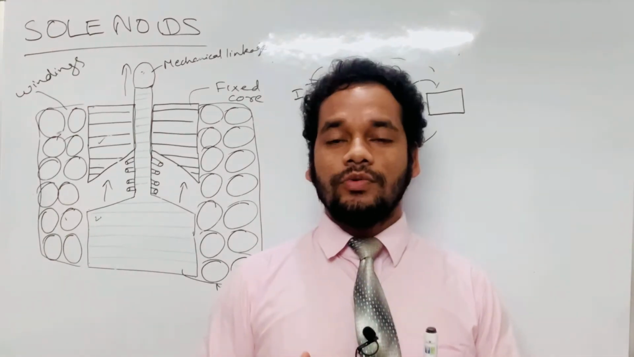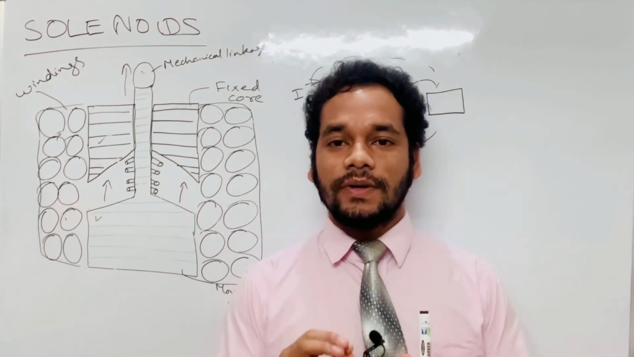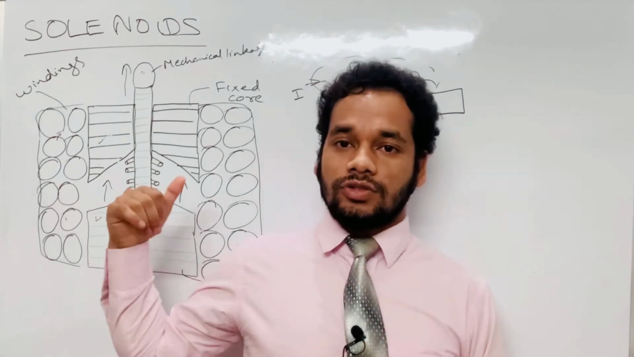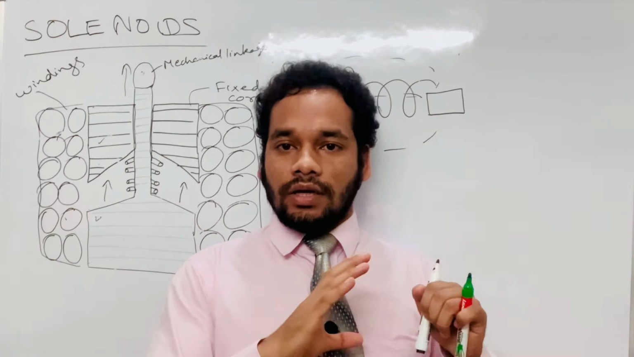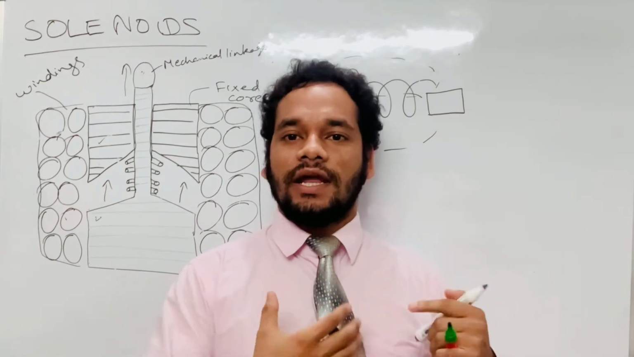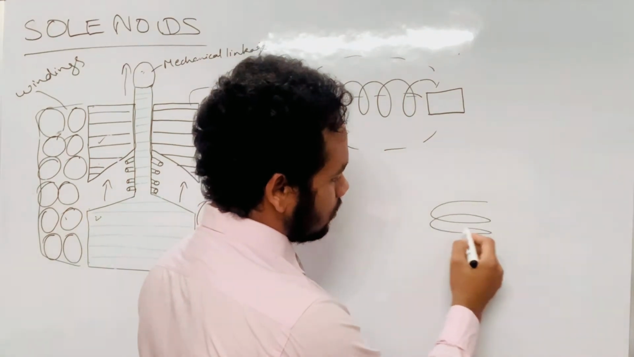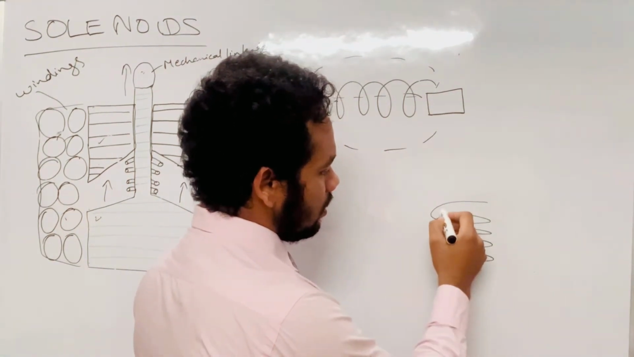So friends, I hope you have got the basic idea about relays. Now let's learn about its construction. What does it have? Like the solenoid, the relay also has a core and a coil. That means an electromagnet is there. Suppose this is the electromagnet, this is the coil, and in this coil the core is there.